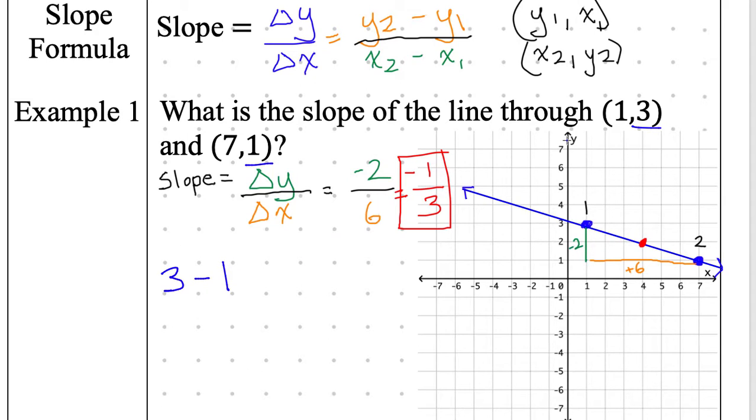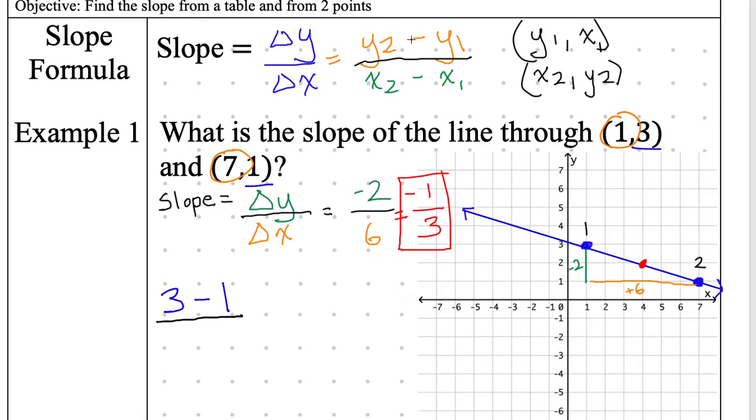3 minus 1. So it's first y coordinate minus first y coordinate. Y minus y, x minus x, just make sure you're going in the correct order. Go from left to right, the same thing minus the same thing. So it's x minus x and y minus y. Yep, and that's where this formula comes from.